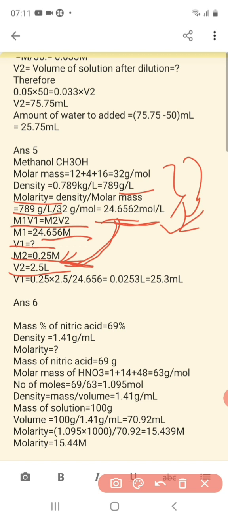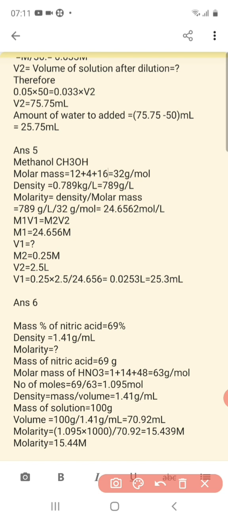Once you get the molarity, you can apply the molarity equation M1V1 is equal to M2V2 for solving such type of question, where M1 is equal to 24.65 molar solution. V1 is the value you have to find out. Now V2 is given: after dilution, the molarity has to be 0.25 molar, and the total volume of the solution to be prepared is given as 2.5 liter.